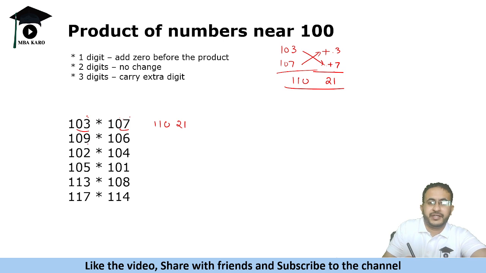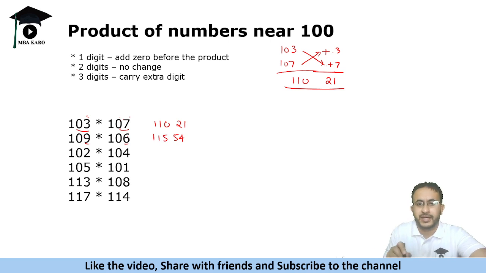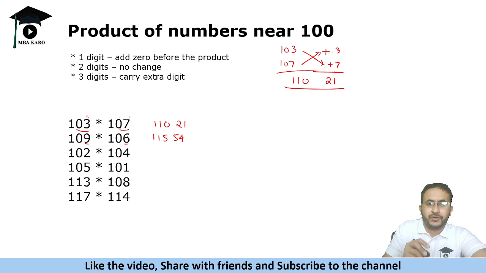Okay, 109 into 106, 9 into 6 is 54. And 109 plus 6 kar do, that is 115. Super simple calculations.